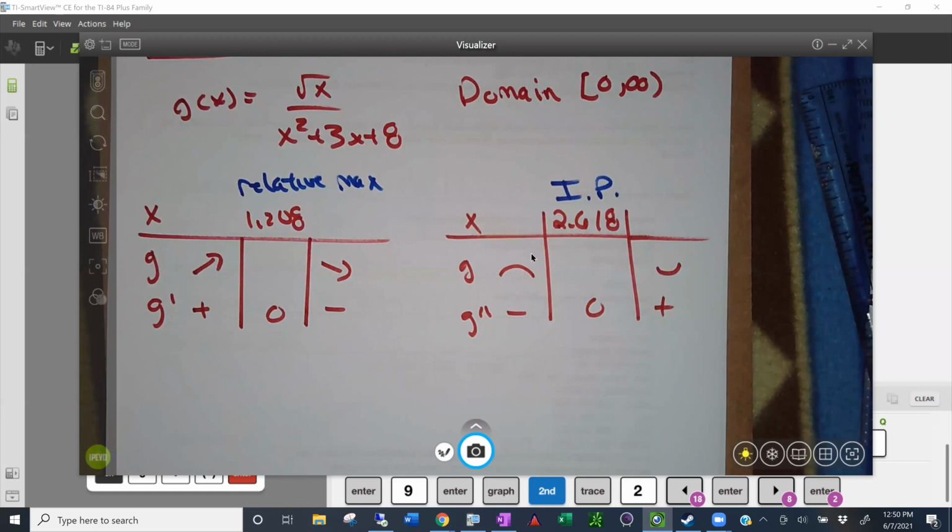Are you getting the idea with using the derivatives and technology? It can make your life a little bit easier. You just have to keep in mind what all these things are telling you in terms of mins, maxes, inflection points, concave up, concave down, etc. So, all right, we'll stop things here.